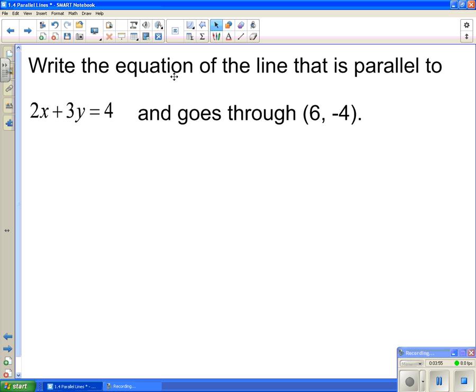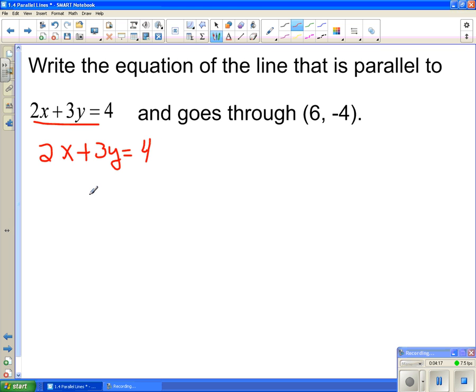Now look over here. This is not in slope-intercept form, so I can't say that 2 is my slope. Since this is in standard form, I have to do some manipulations. In order to find the slope, I'm going to have to solve it for y. If I solve it for y, then I can look at the coefficient of x as being my slope.